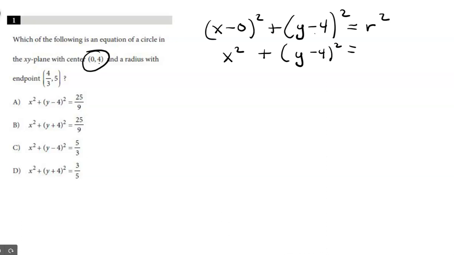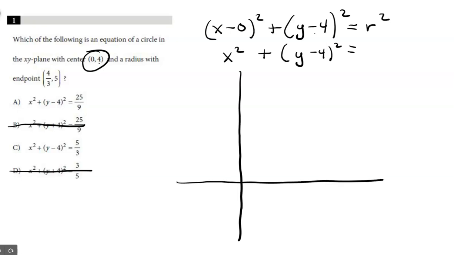Well, right away I can eliminate B and I can eliminate D because both of those had plus instead of the minus that we're supposed to have. So that got me right down to a 50-50. Now let's actually get into what this radius is. So I have a center at (0, 4) and then a radius ending at that point. So let's draw this circle a little bit. My center is at (0, 4) and the radius ends at (4/3, 5).